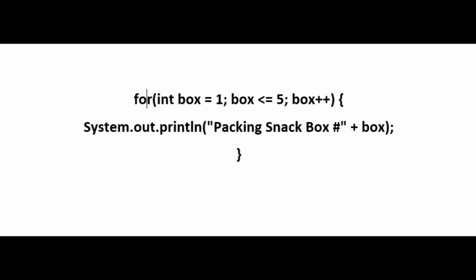So it will stop after packing box 5. box++: after packing one box, add 1 to the box number. It becomes 2, then 3, then 4, and so on. Inside the loop, System.out.println("Packing snack box #" + box). This line prints a message like "Packing snack box 1", "Packing snack box 2", up to box 5. What does it do? The code is repeating the task of packing 5 snack boxes one by one. It prints a message for each box number from 1 to 5.